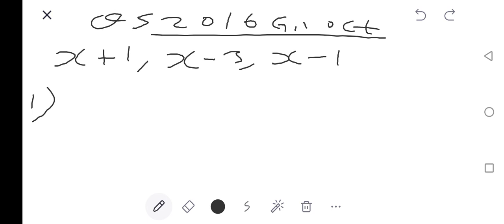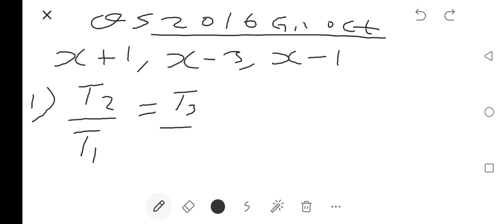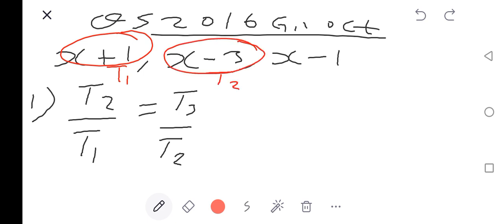We said the formula in the first video: you apply T2 over T1 equals T3 over T2. You name these. This is T1, the whole thing here is T1, the whole thing here is T2. Don't take it as a number or a letter, it's everything. This is T3. You are following?